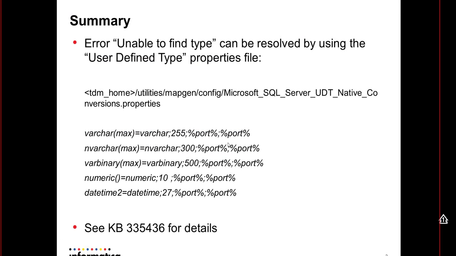So when you get an unable to find type error in the workflow generation, you can use this workaround to use the user defined type properties file in map.gen config. These are the known data types that caused the issue. You can see all these details in KB article 335-436.